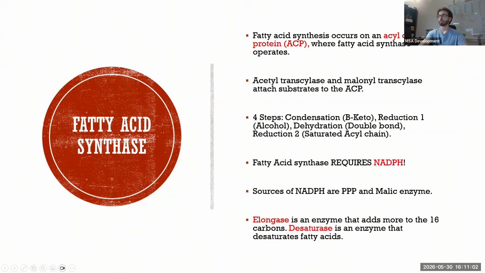Now, last but not least, I want you guys to know that elongase, from its name, elongates. It's an enzyme that will add more to the 16 carbons. Palmitate is 16 carbons. It's already so big. If we want to make it longer, we elongate it by elongase. Desaturase, we already talked about this enzyme, how humans lack it, but it desaturates fatty acids or adds double bonds. Okay? Now, last part of this lecture, it's very important.